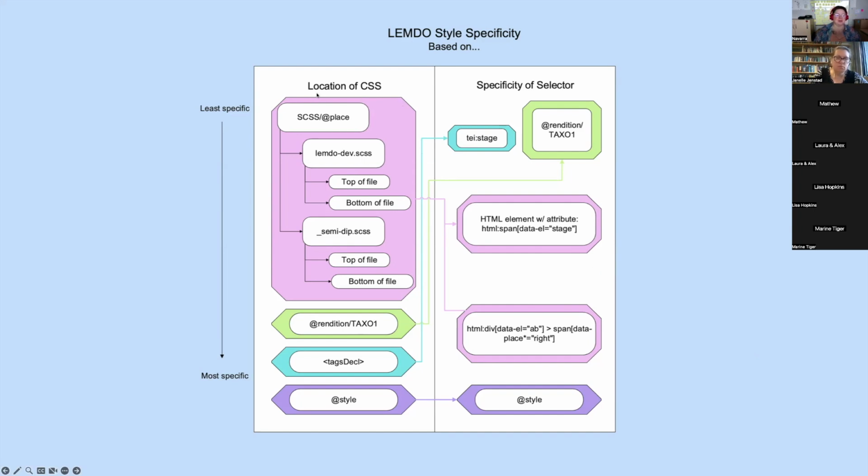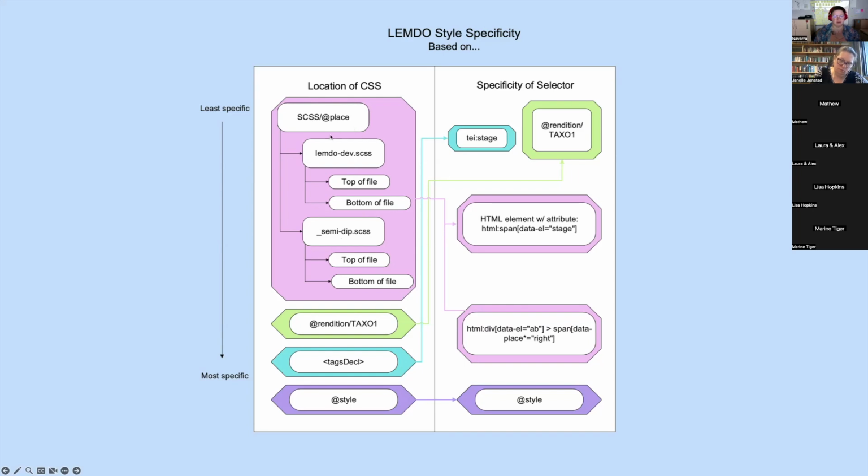And it's based on two criteria. The first is the location of our CSS. So physically, where is this in our project? And then also specificity of selector. Now, all things being equal in CSS, when you're looking at a file, the top of the file is the least specific and the bottom is the most specific. So I've done that here as well. What's at the top is the least specific and what's at the bottom is the most. And if we're looking at location, our least specific, our generic style, is coming from our SCSS.